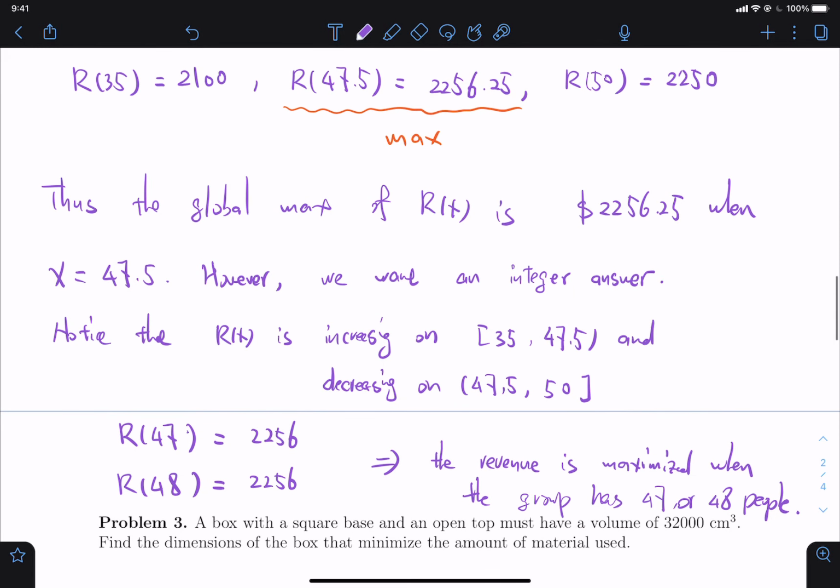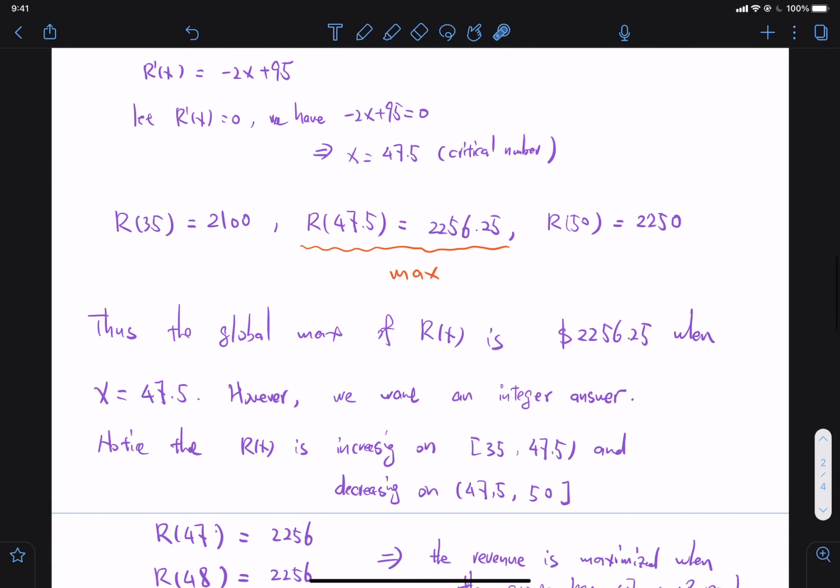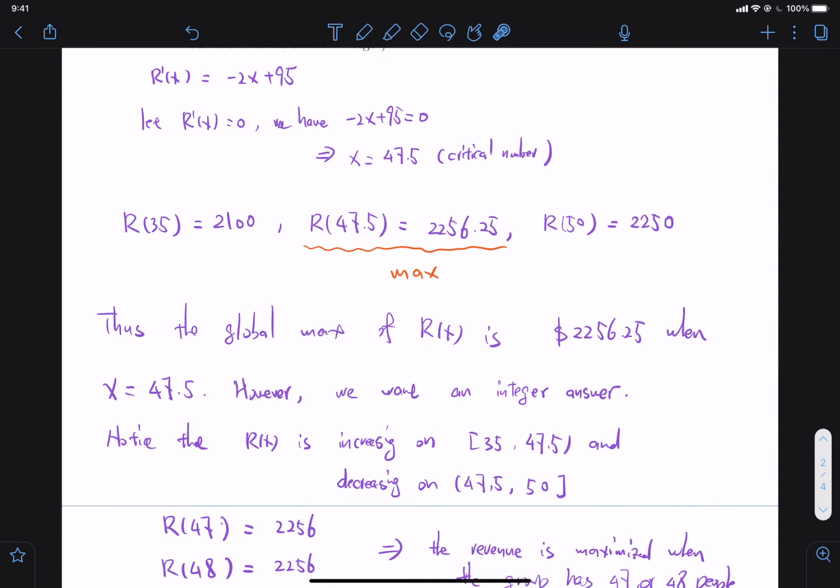Okay, like that. If you're wondering why the function is increasing on one interval and decreasing on the other, you just need to draw the number line and see that the derivative is positive on this range and negative on this range.